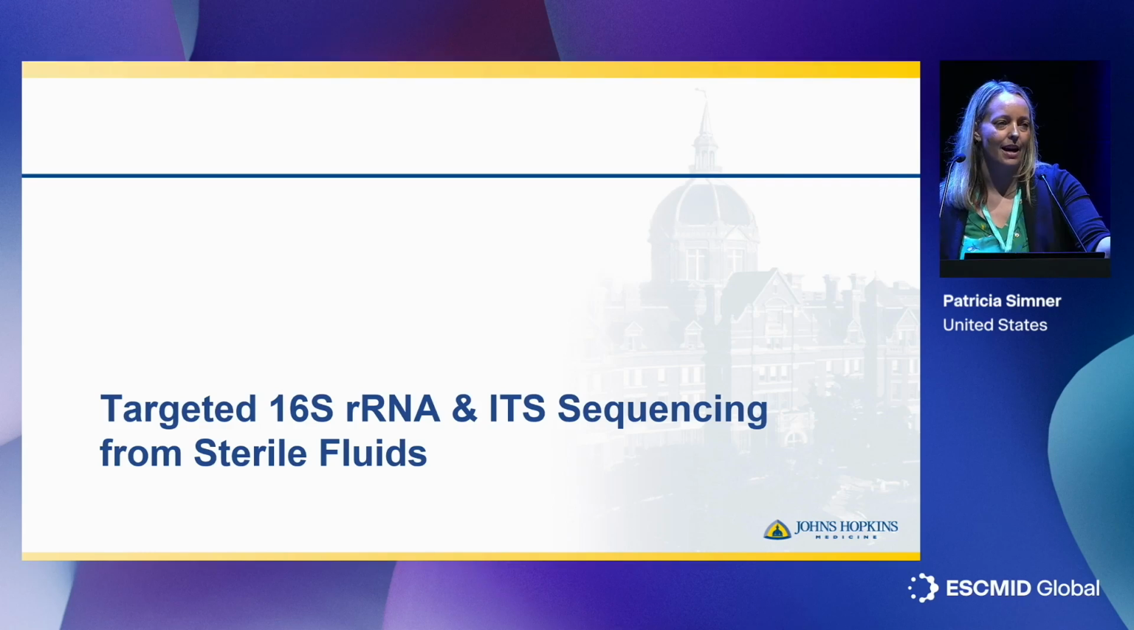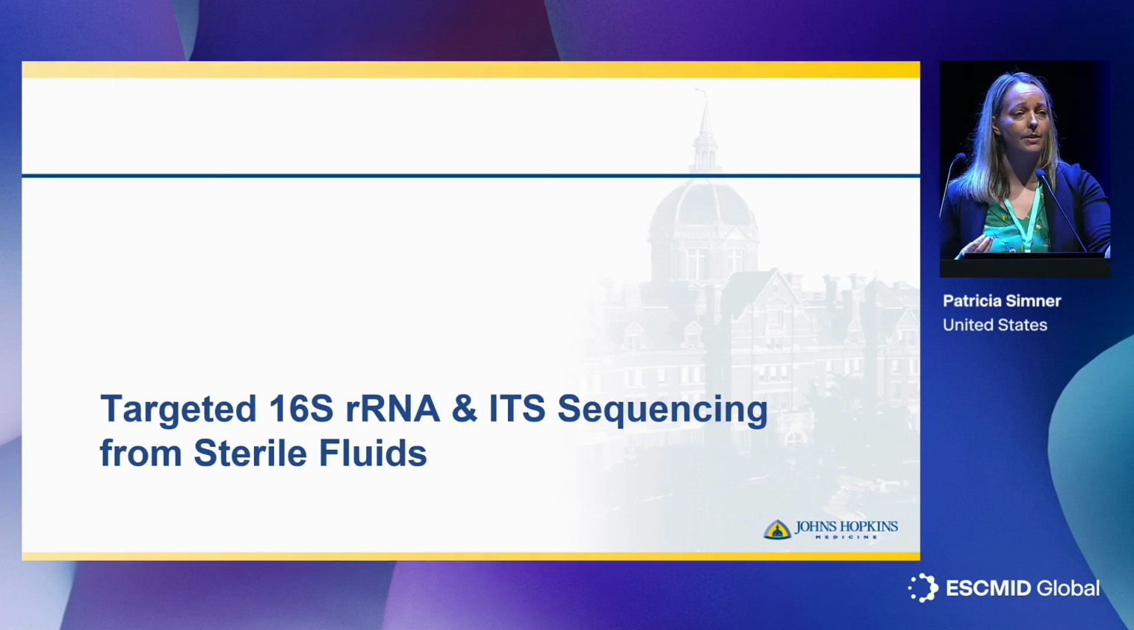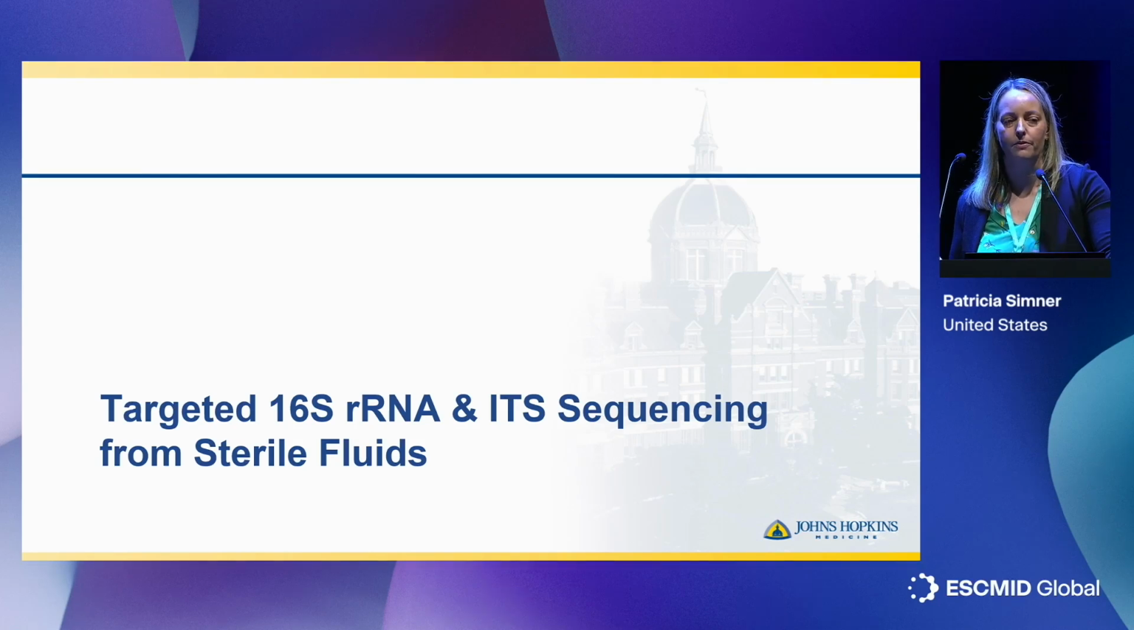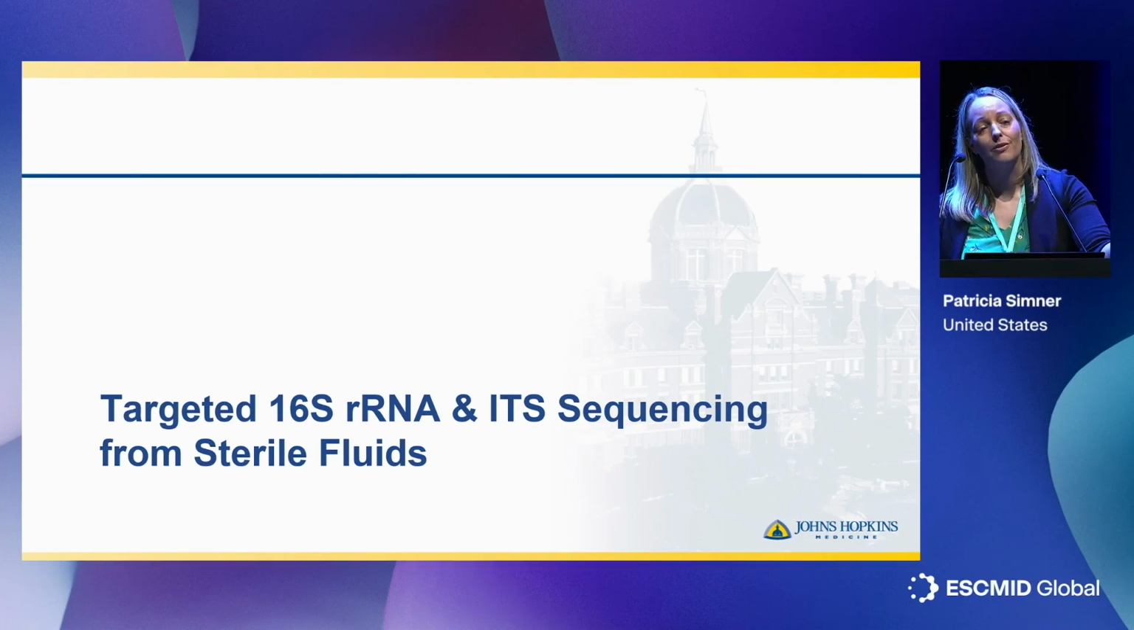So the next evaluation that we had was wanting to see if we could do some targeted sequencing directly from patient specimen. So we were looking at sterile fluids like peritoneal, pleural, and synovial fluids. And we were also wanting to detect fungal etiology. So in addition to 16S RNA, we were looking at the internal transcribed spacer region for fungal identification.